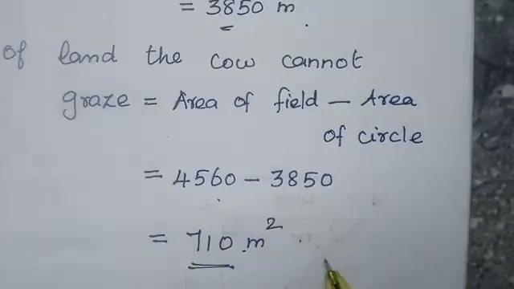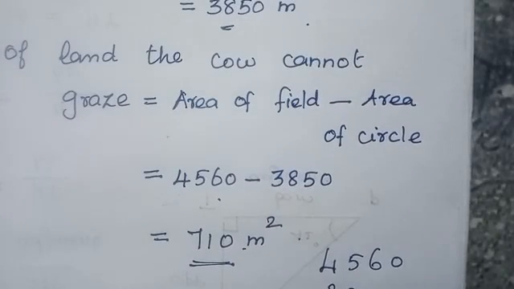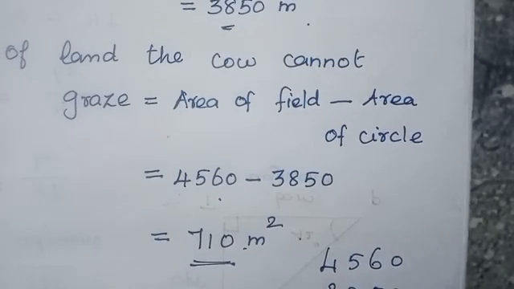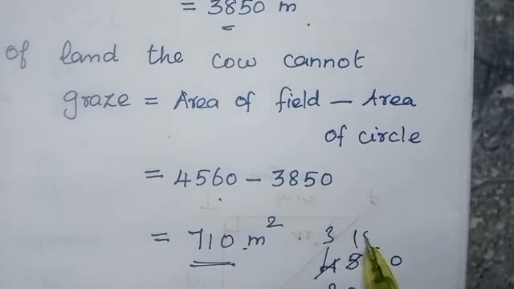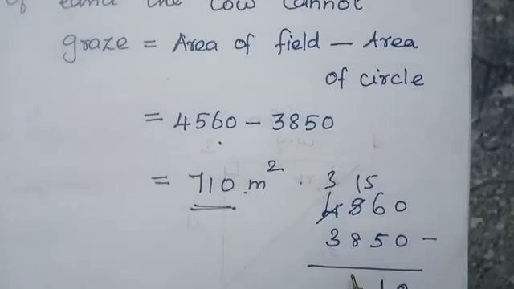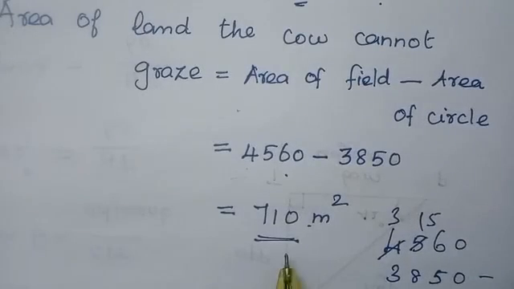4560 minus 3850. Subtract it: 0, 6 minus 5 is 1. Borrow 1 from here. So this place is what? 15. 15 minus 8 is equal to 7. So the answer is 710 meter square.